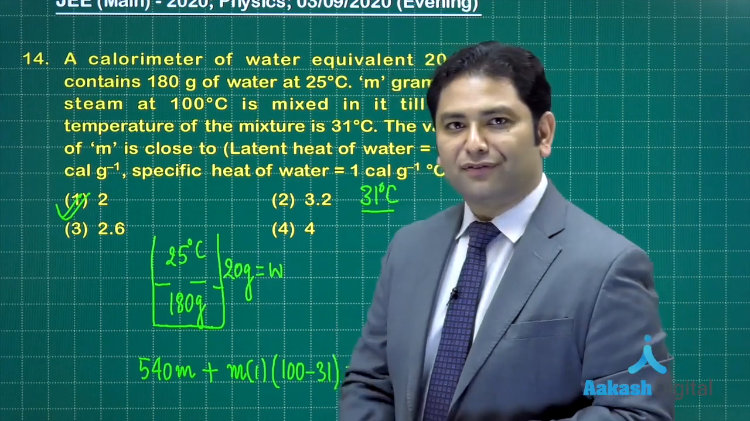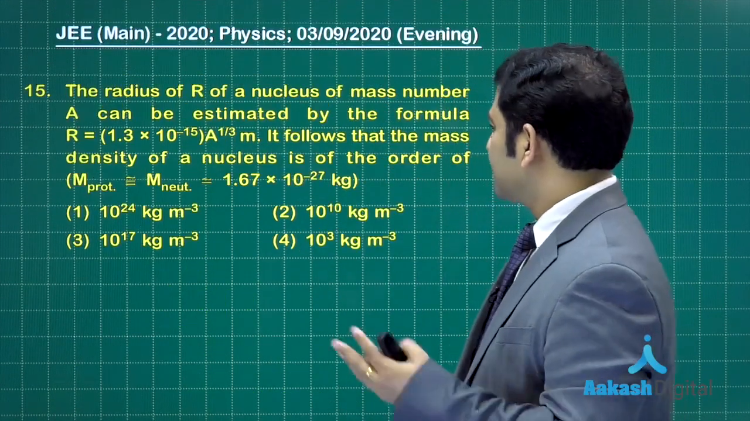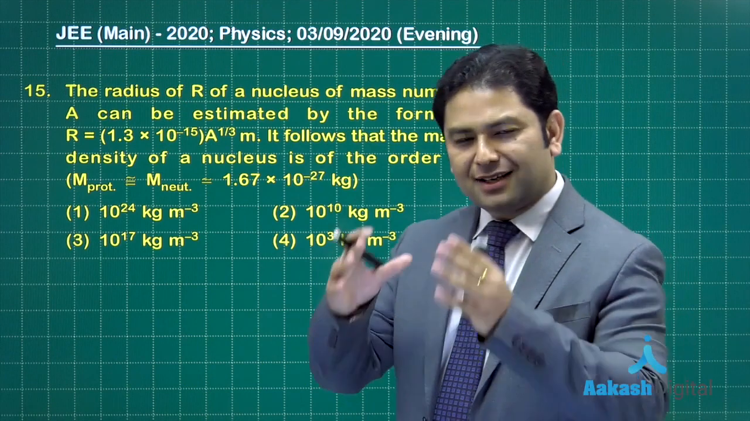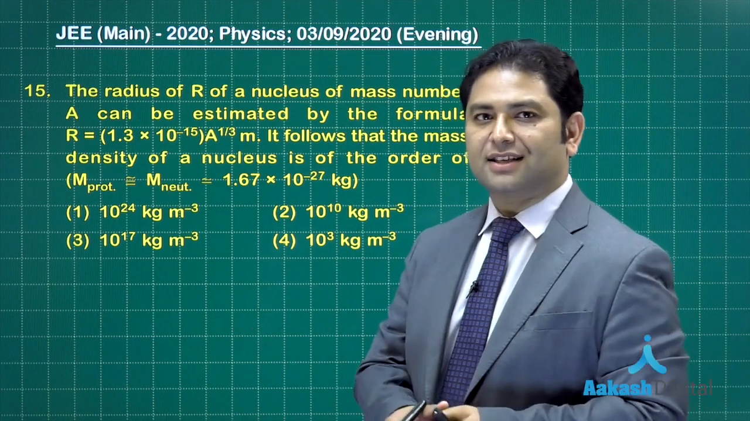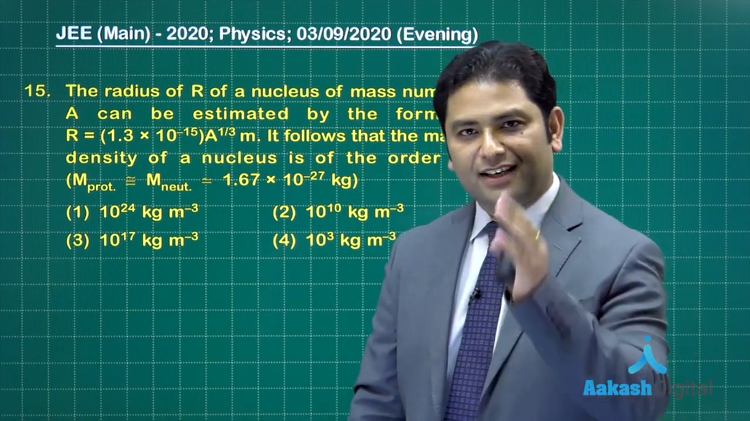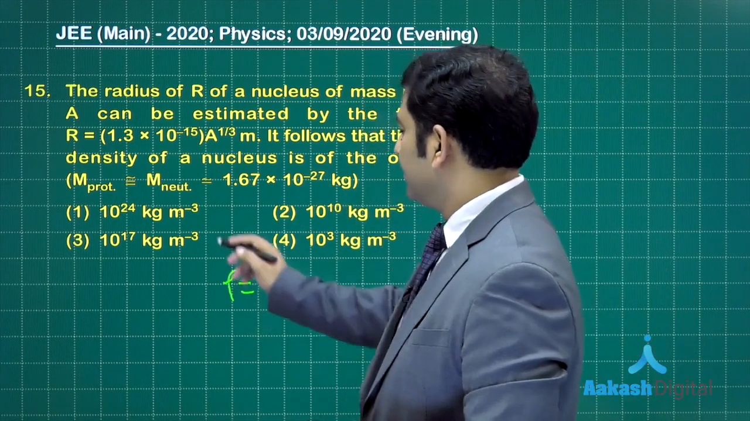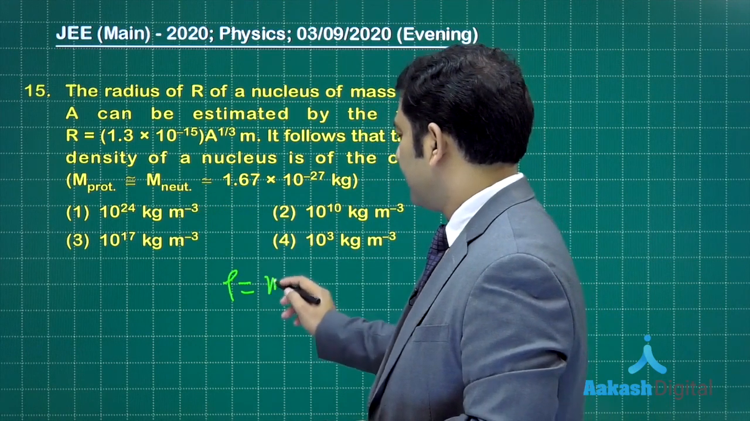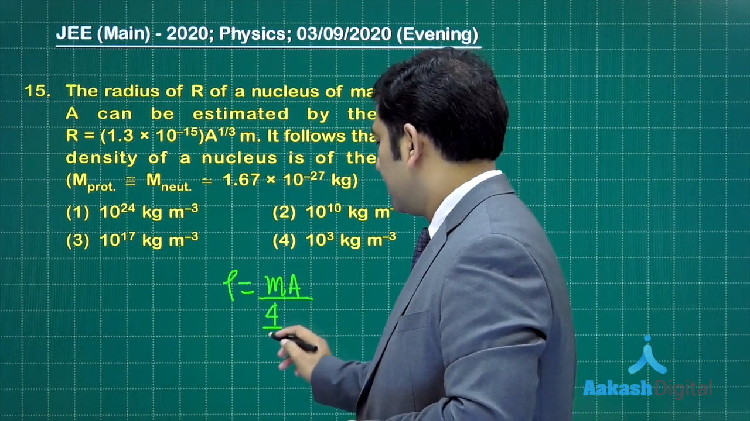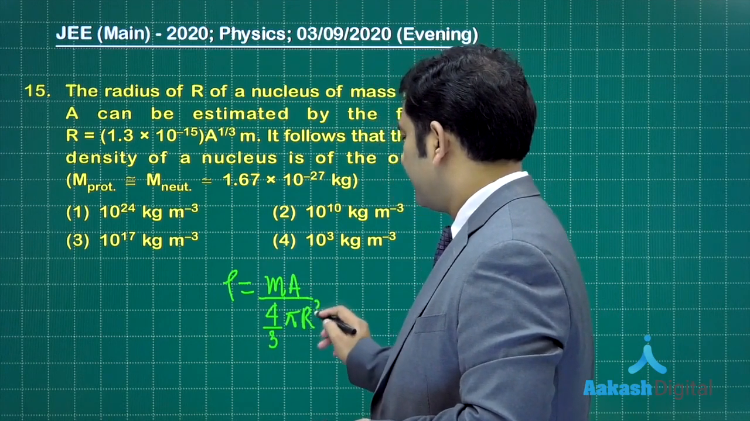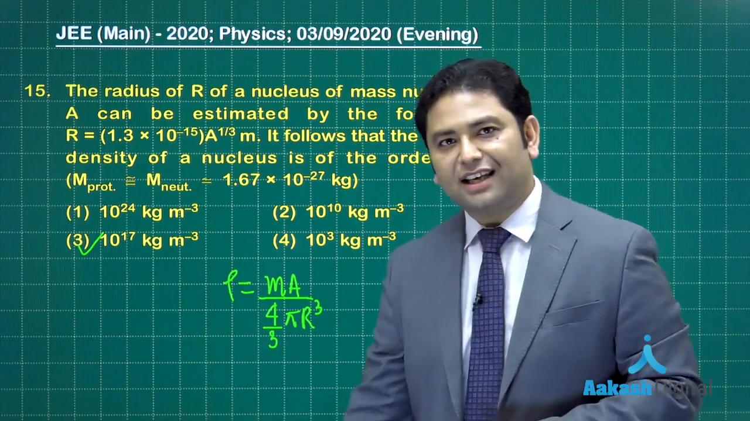So that was about question number 14. Let's go to question number 15. Question number 15, if someone is a bit particular, then it doesn't require any calculation because the nuclear density is in the order of 10 raised to the power 17 kg per meter cube. But if you want to solve it, the density will be, the mass of proton and neutron is given, if I represent by m, into mass number is the total mass by volume 4/3 πr³. And if you do that calculation, that will be in the order of 10 raised to the power 17 kg per meter cube.